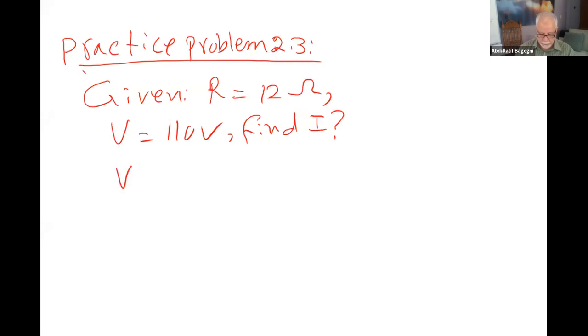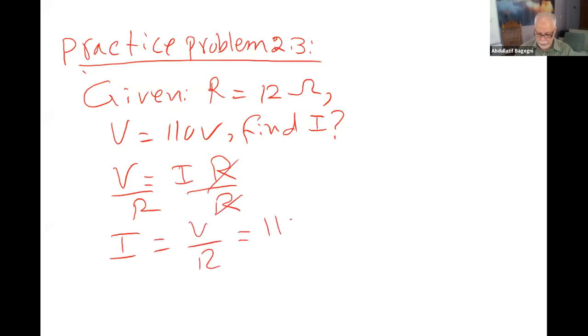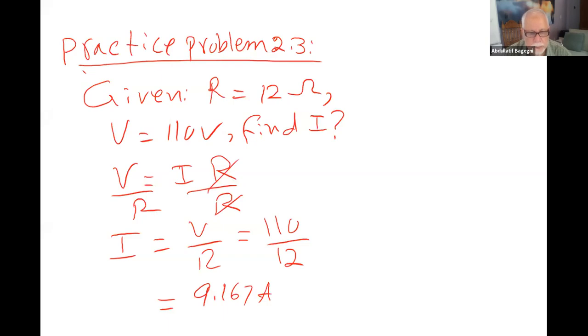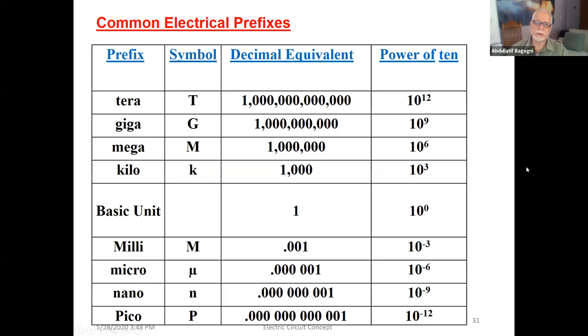So if we use Ohm's law, V is equal to I times R. Now we're looking for I, so we divide both sides by R, so R will cancel out. So we have I equal V over R, and we're given V is 110 and R is 12. So the value for I would be 110 over 12, which is equal to 9.167.